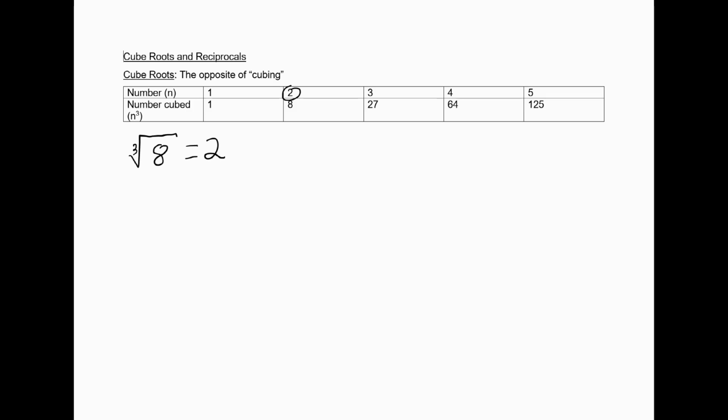So the cube root of 8 is 2 because 2 cubed is 8. Similarly, if I were asked what is the cube root of 64, I would write down 4 because 4 cubed is 64.